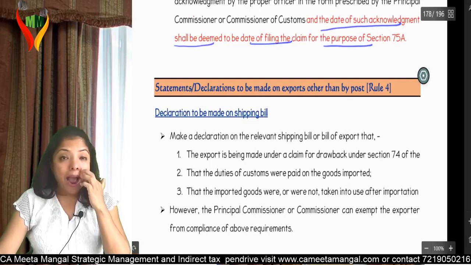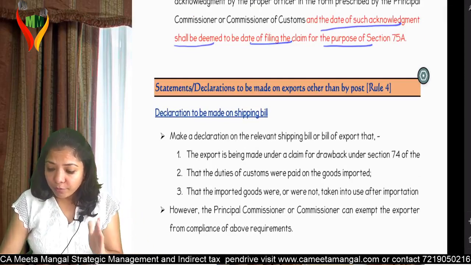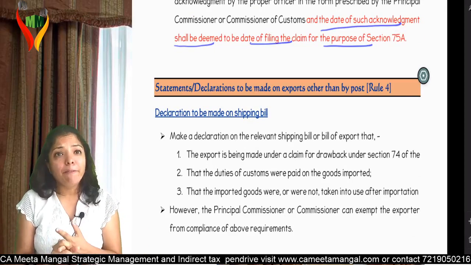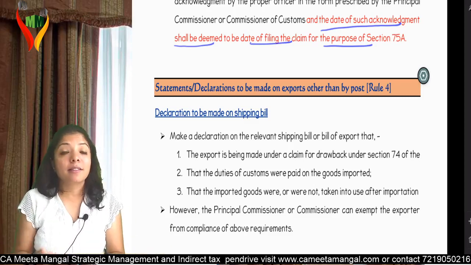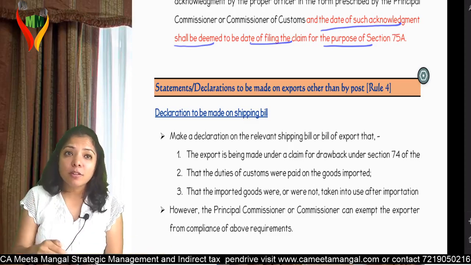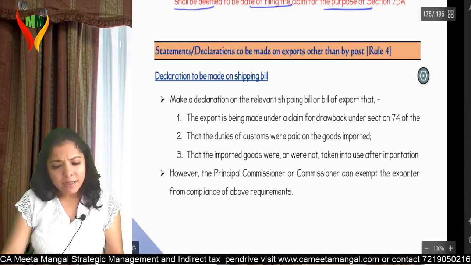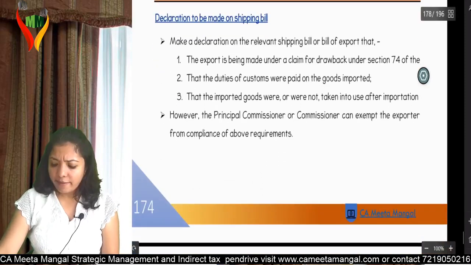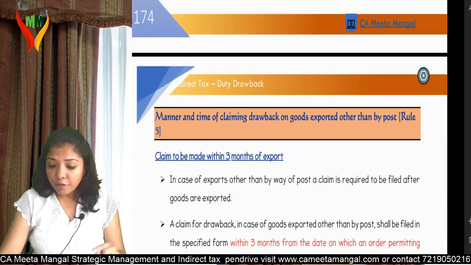That means while filing the shipping bill or bill of export, you will have to make a declaration that this is eligible for drawback. I have paid customs duty while importing, and I have used or I have not used the goods, because then it depends. If you have used them, your rate of duty drawback will come down. However, the principal commissioner can exempt the exporter from compliance with the above requirements. This is rule 4.